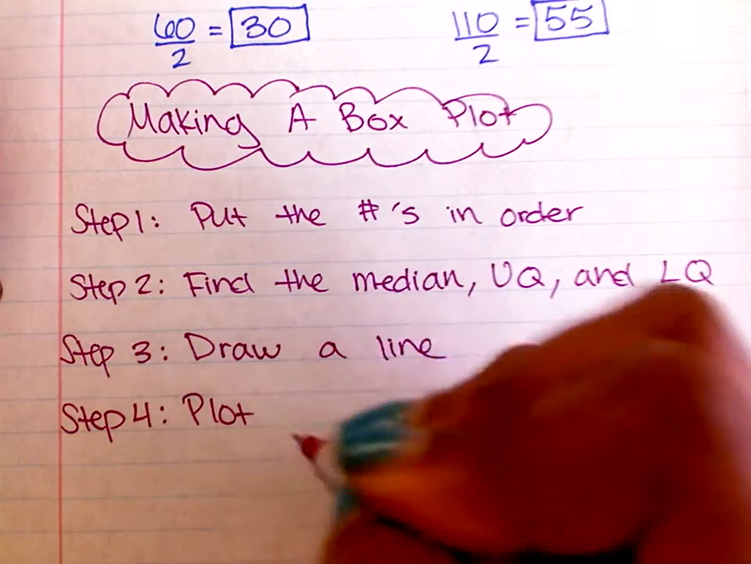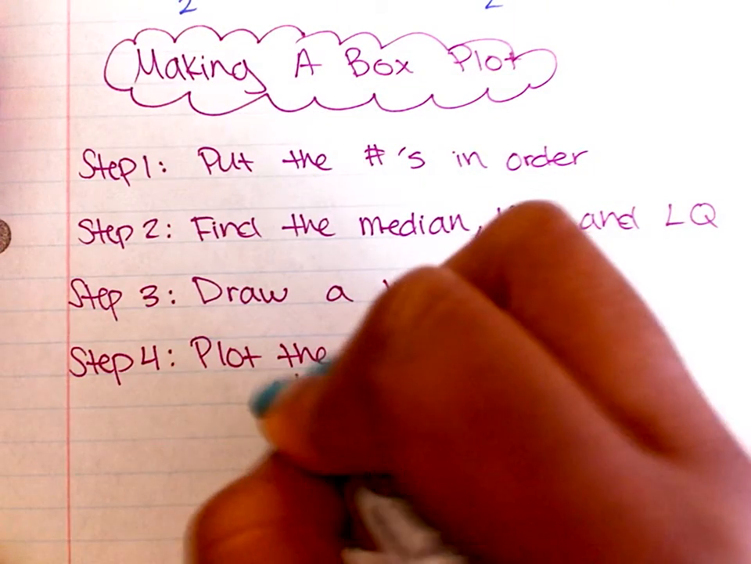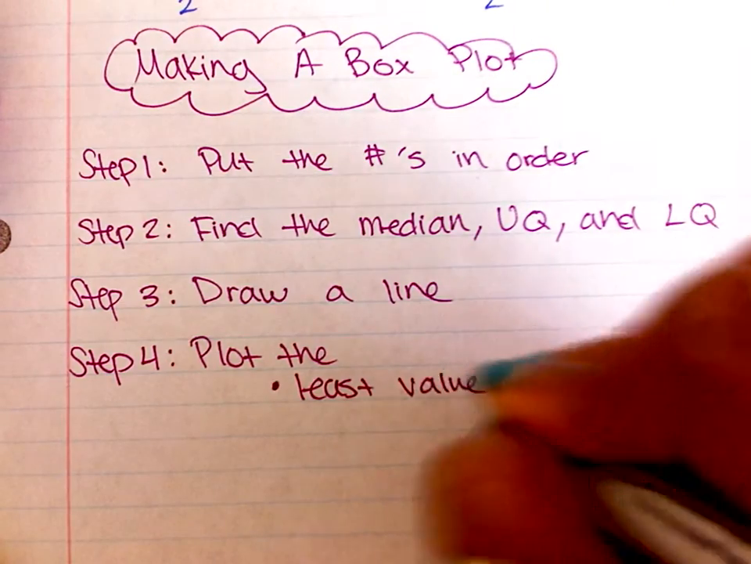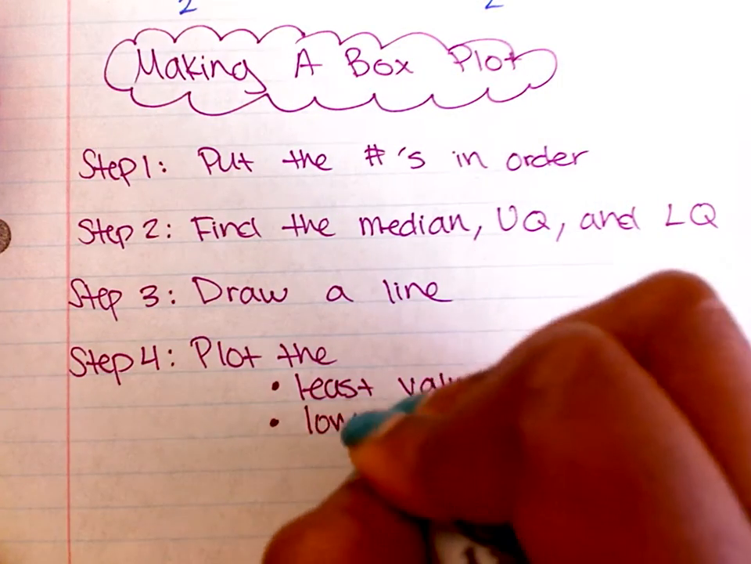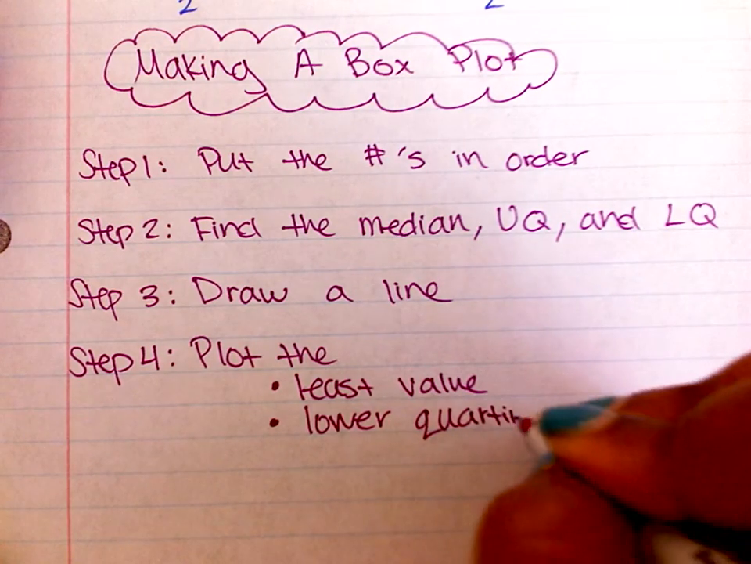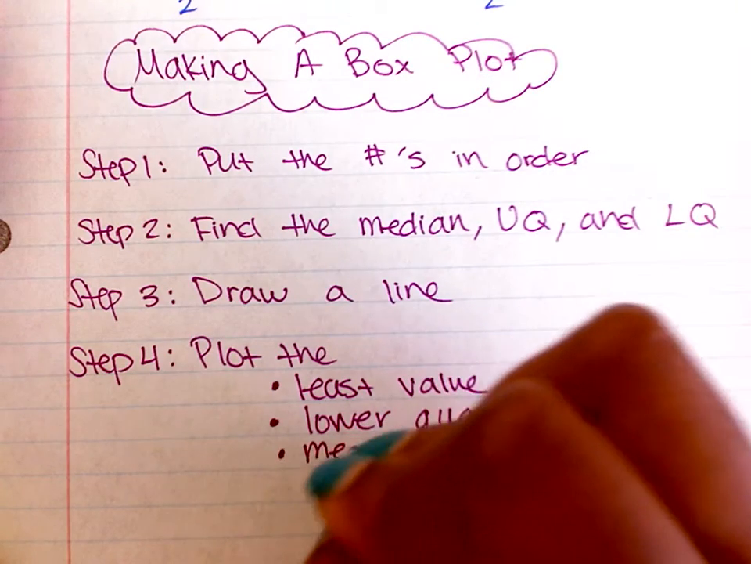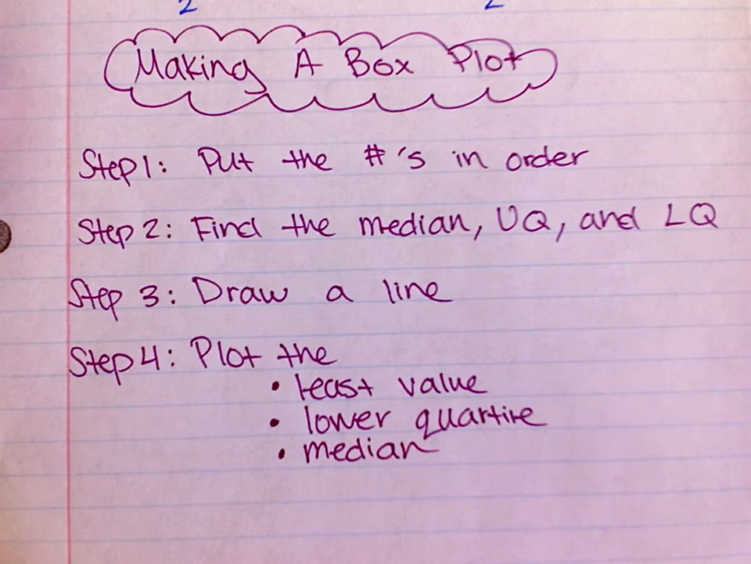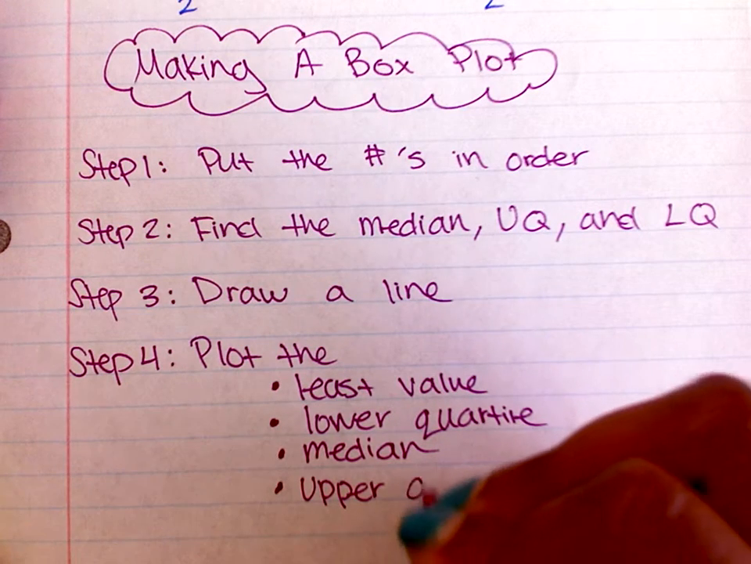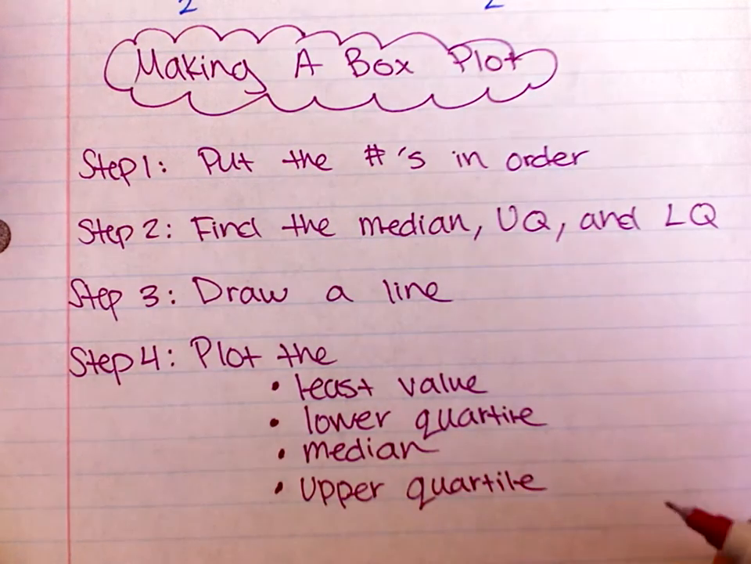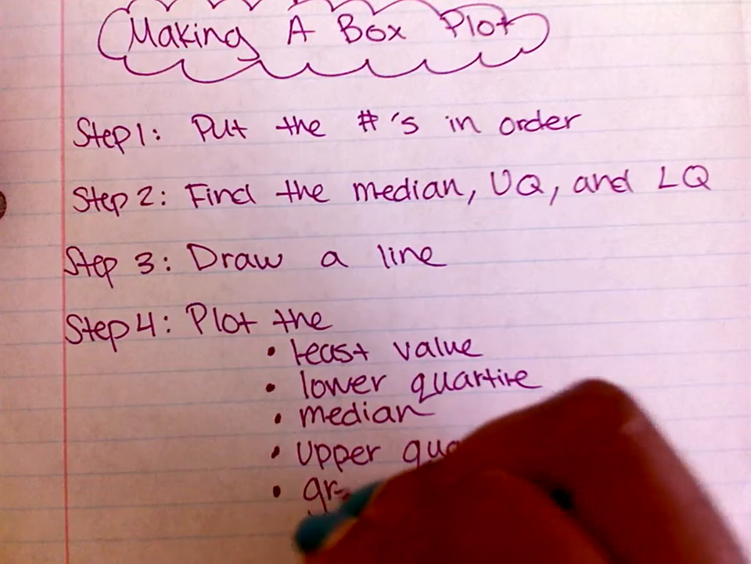And then step 4, you have to plot a couple of things. You're going to plot the least value, the smallest number. You're going to plot the lower quartile. You're going to plot the median. This means just put a dot on those spots. You're going to plot the upper quartile. And then you're going to plot the greatest value.